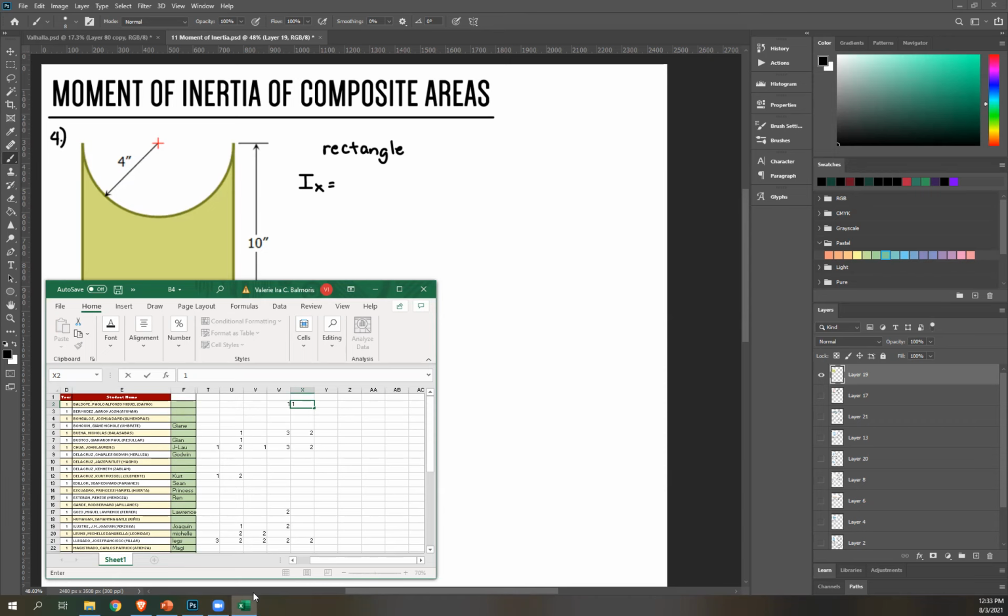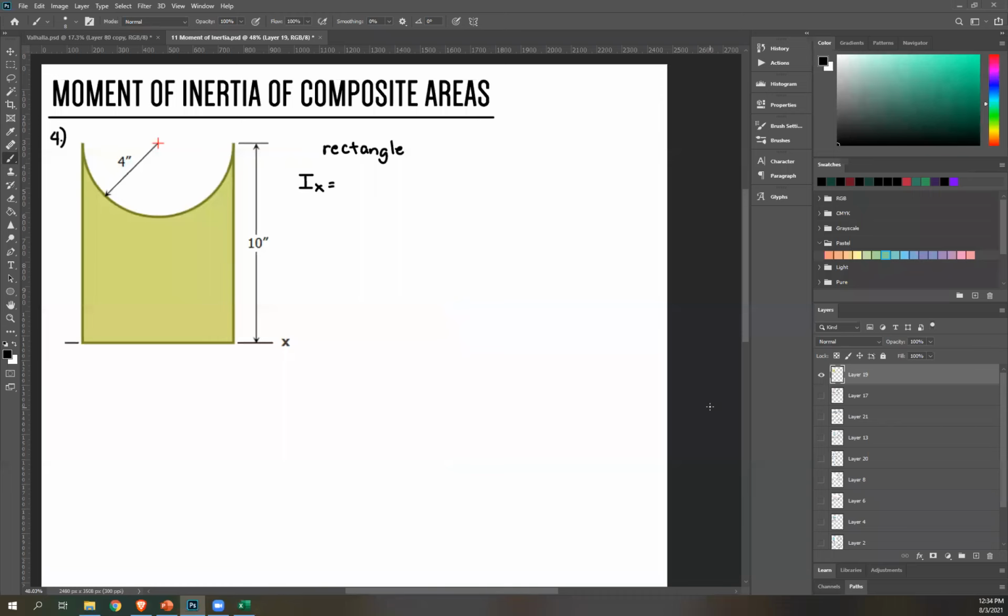Correct, Rafaela. 2.7. What else? Illustrate. Correct, Joaquin. It's h cubed over 3. About the center, h cubed over 12. About the base, h cubed over 3.